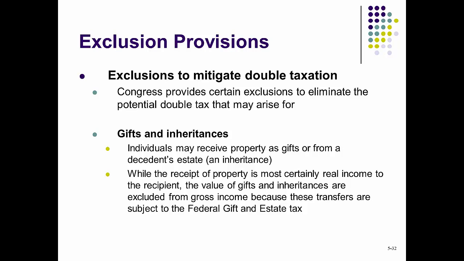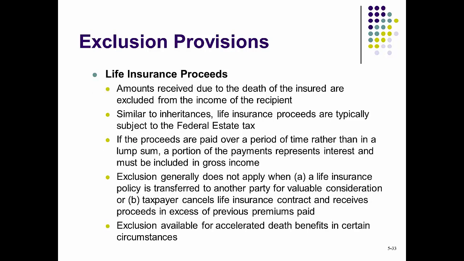Both gifts and inheritance are subject to federal transfer tax, not the income tax. Life insurance proceeds are excluded from gross income. However, if the proceeds are paid over time instead of in a lump sum, the interest associated with such distribution is taxable. Early redemption of a life insurance policy for cash value is ordinary income to be included.